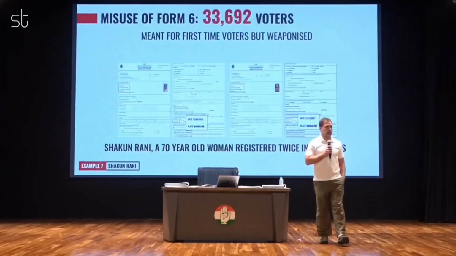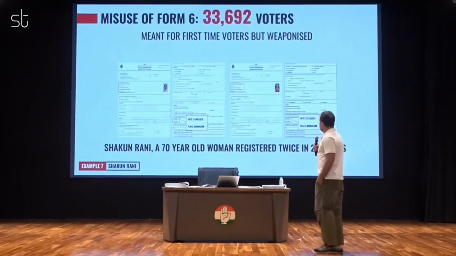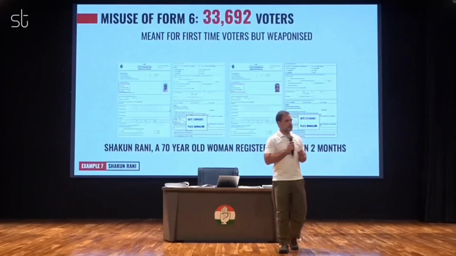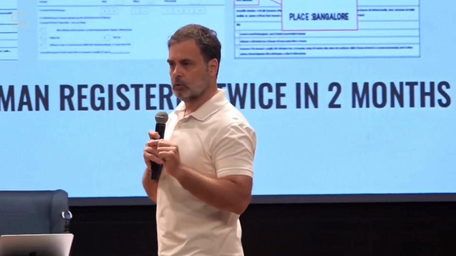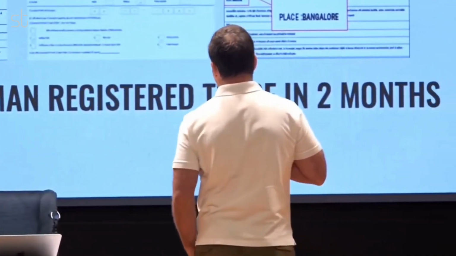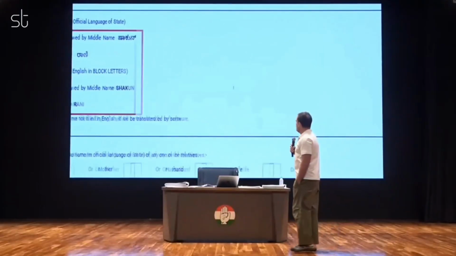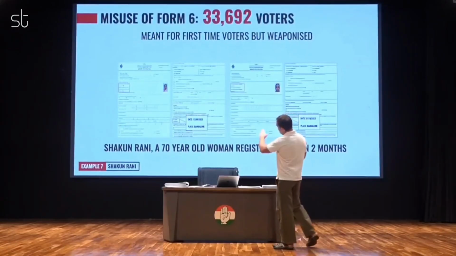33,692 voters are registered here. This basically is anybody who wants to vote for the first time can use this list, Form 6. So you get into the Form 6, and then your name goes into the voter list. There's a lady called Shakun Rani, 70-year-old. Zoom out. That's her.